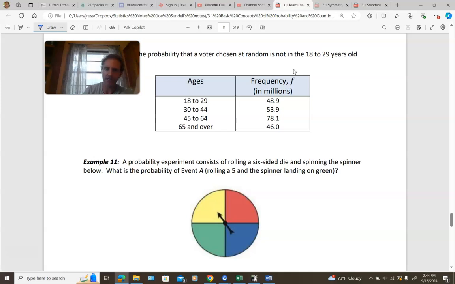So it's actually easier to say, okay, well, if the probability that a voter is within that range plus the probability that the voter is not within that age range has to equal 1, then I just need to know one of these two things, right? Because once I know one of these numbers, I can subtract it from 1, and that'll give me the probability of the other event.